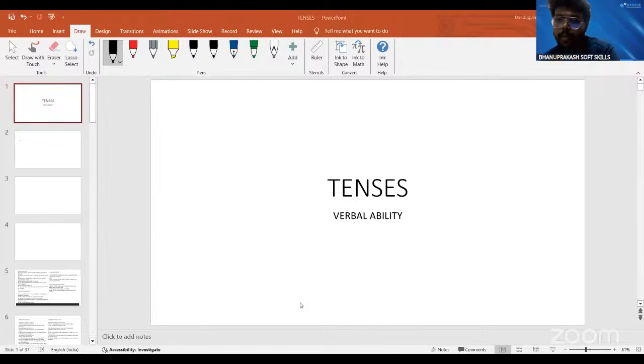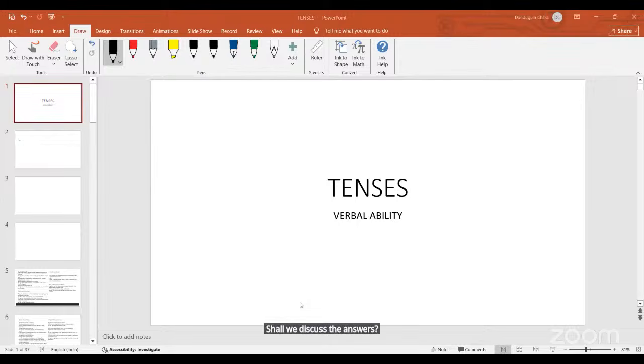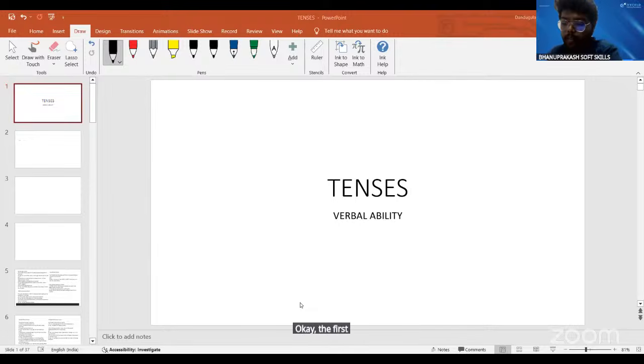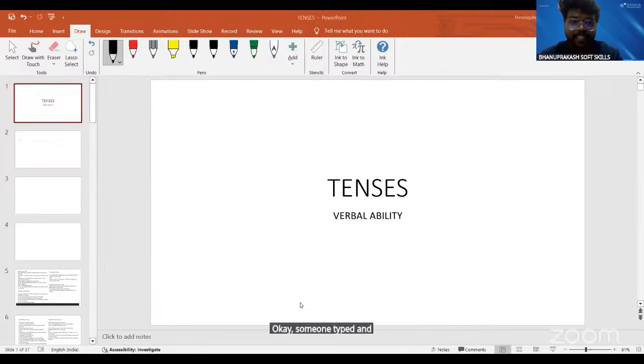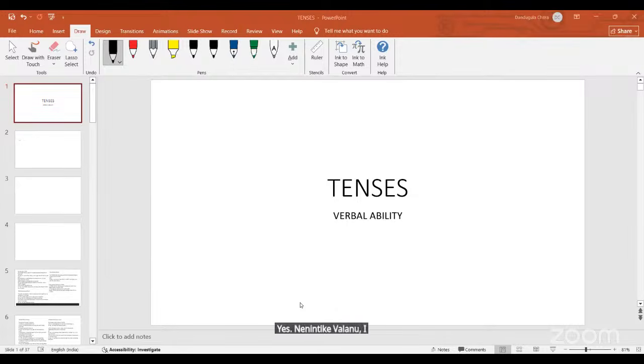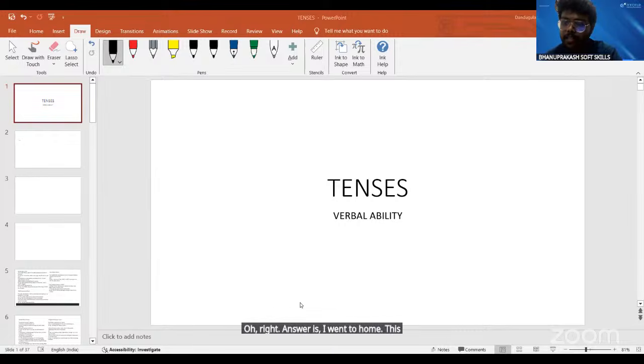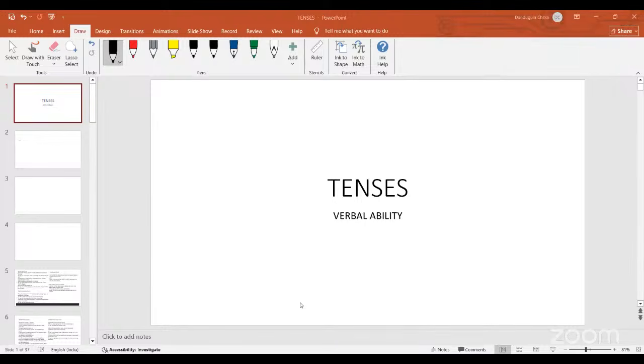Yes. Shall we discuss the answers? Yes, sir. Okay. The first sentence, నేను ఇంటికి వెళ్ళాను. I went home. Someone typed and kept. Clever Pavi. Yes. నేను ఇంటికి వెళ్ళాను. I went to home. Right. Answer is I went to home. This is which tense? Simple past tense. Yes, simple past tense.